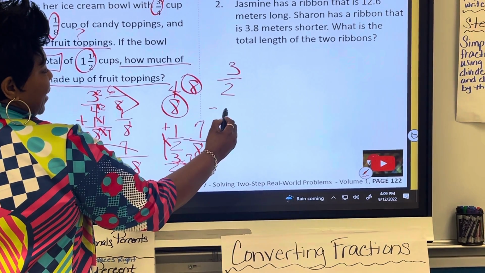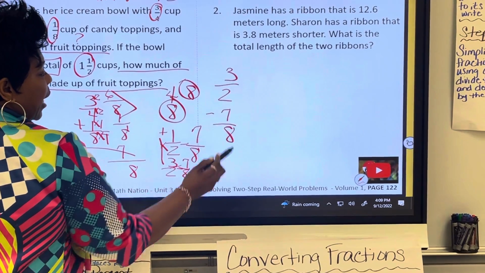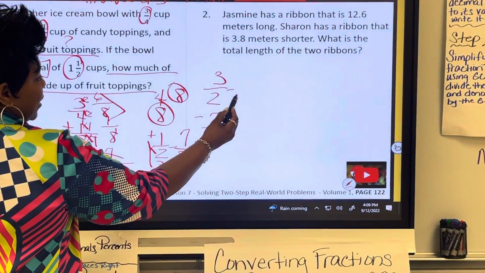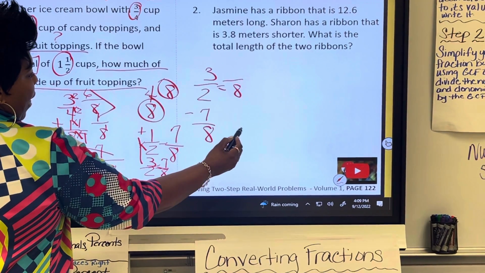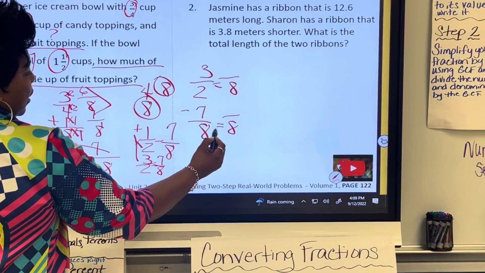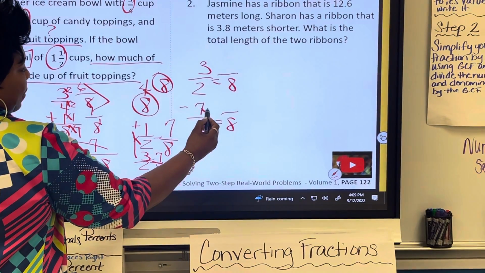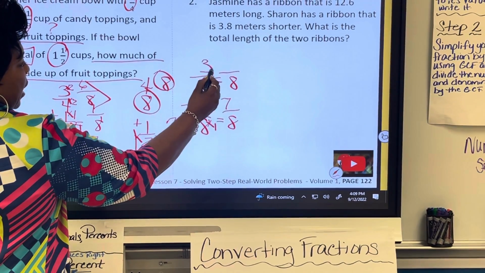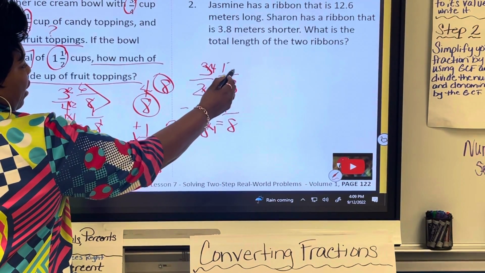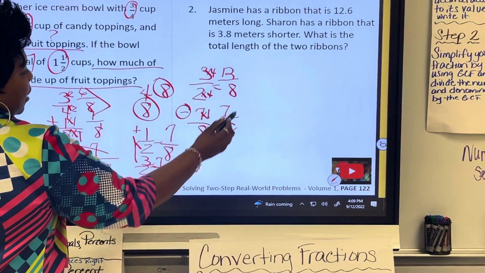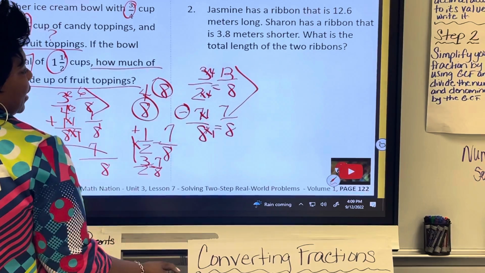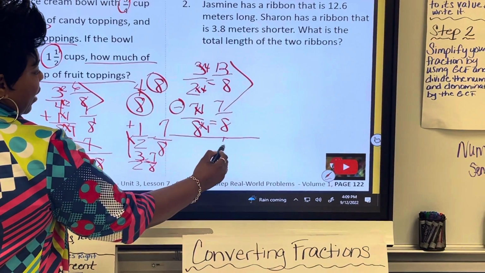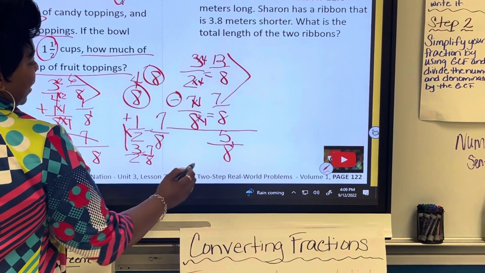3/2 minus 7/8. Again, we need a common denominator, and we know if I can count by 2 to get to 8, it's going to be 8 and 8. Whatever I do to the bottom, I do to the top. 3 times 4 is 12. Remember, we are subtracting. So I'm going to group these two together. 12 minus 7 is 5, and I keep my denominator.